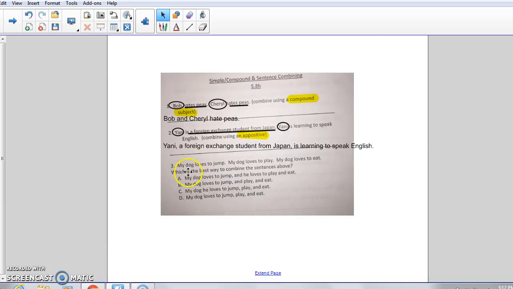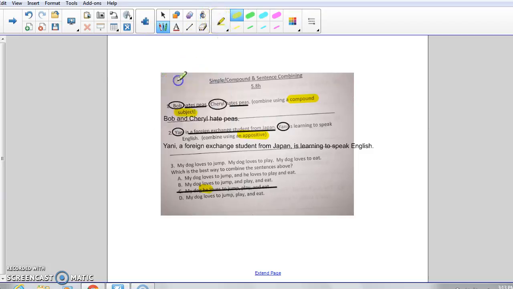If you still don't get it, another way to do this, we used to always tell the kids to look at your differences, really highlight your differences. So if you're looking at your choices here, we have my. That's all the same. Dog, dog, dog, dog. Loves, loves, he loves. So I would look at that and go, that's different. Do I need it? My dog, he loves to jump, play, and eat. Does that sound right? Do I need to repeat he? I don't think so. So I'm going to take my pencil and mark that whole thing out. I'm not even going to look at it again. It is wrong. Get rid of it.